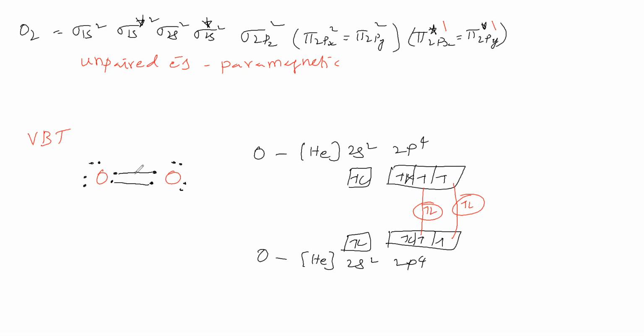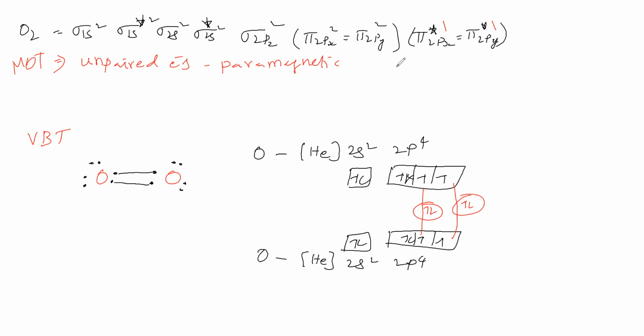The experiment says O2 has paramagnetic nature. So does valence bond theory explain the paramagnetic nature of O2? No, sir. Now we'll see what molecular orbital theory says. As per molecular orbital theory, the electronic configuration contains unpaired electrons, and due to the presence of unpaired electrons, it is paramagnetic. So the paramagnetic nature of O2 is explained by molecular orbital theory, but not by valence bond theory.